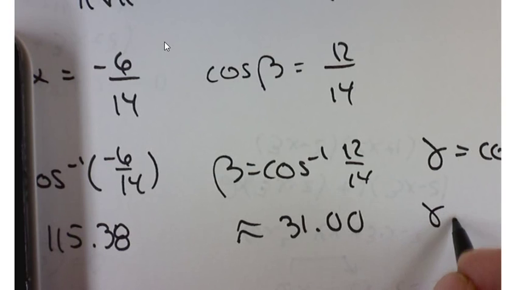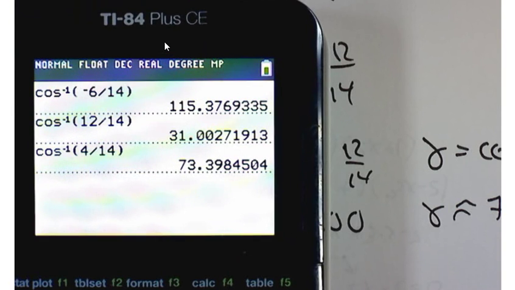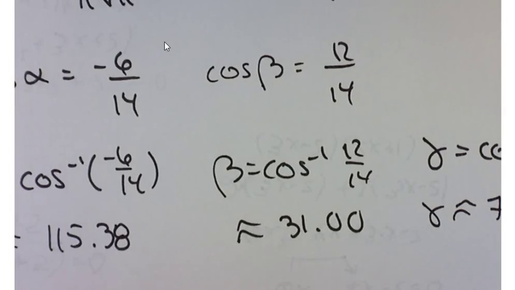So gamma is about 73 point, ooh, good question. If I'm rounding this to the nearest hundredth, what would that be? 40. Good. There has to be something in that hundredths place if you're rounding to the nearest hundredth.